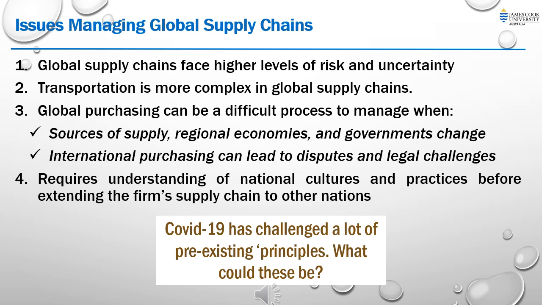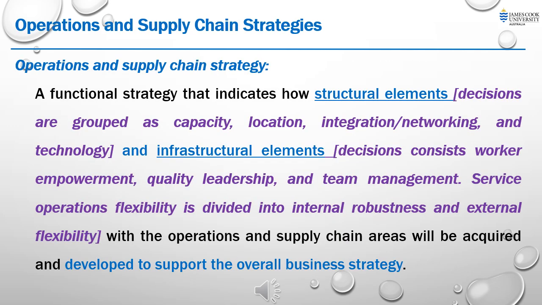We need to be able to manage it. When we're talking about operation and supply chain, a strategy is basically a functional strategy that indicates how structural elements, for example, capacity, location, integration, networking, and technology, and infrastructure elements, for example, the quality leaders and team management, within the operation and supply chain area will be aligned and developed to support the overall business strategy.